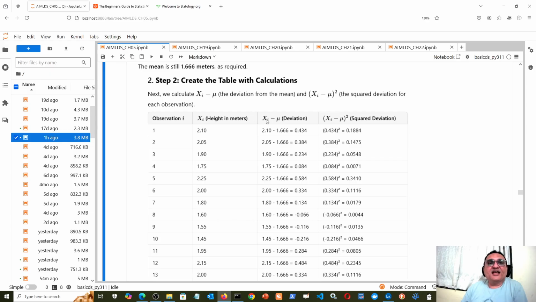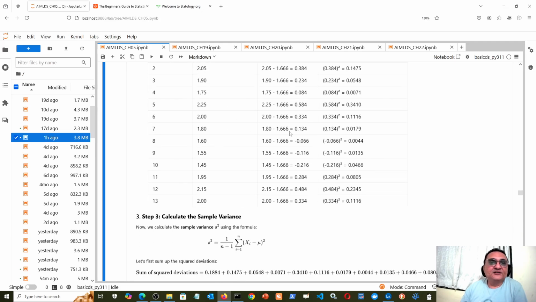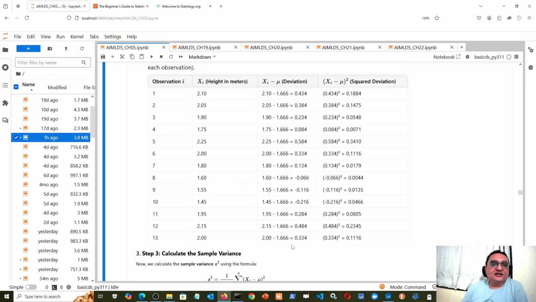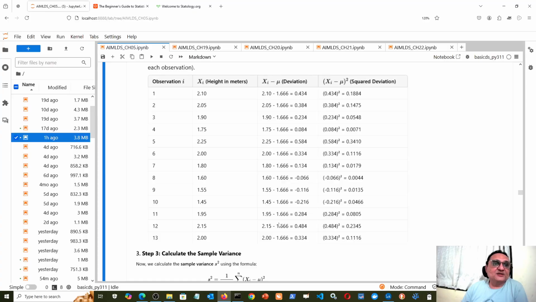So first I find xi minus mu, the deviation. That is this xi minus this mu for each observation. So 2.10 minus this, 2.05 minus this, 1.90 minus this, 1.75 minus this, and so on. And finally I got 0.334 as the last deviation. In this case also you can see that I got some positive, some negative.